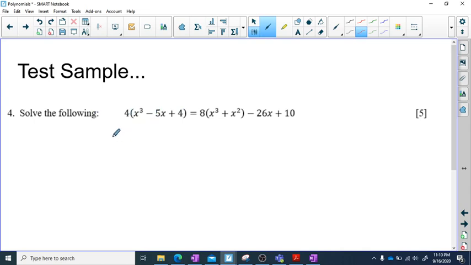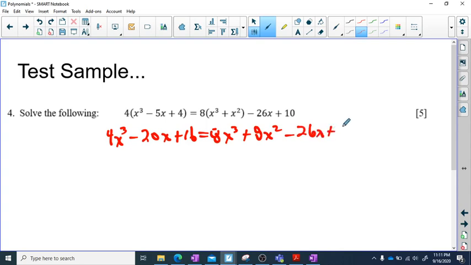So we're going to distribute the 4 in here. We'll get 4x to the third minus 20x plus 16. Your equal sign. 8 is distributing into these two. So 8x to the third plus 8x squared. These two would just stay the way they are. And now we'll start rearranging. I always like to have my highest exponent positive. So let's move the 4x to the third on the left over to the right. So I'm going to go 0 equals 8x to the third, take away 4x to the third is 4x cubed.